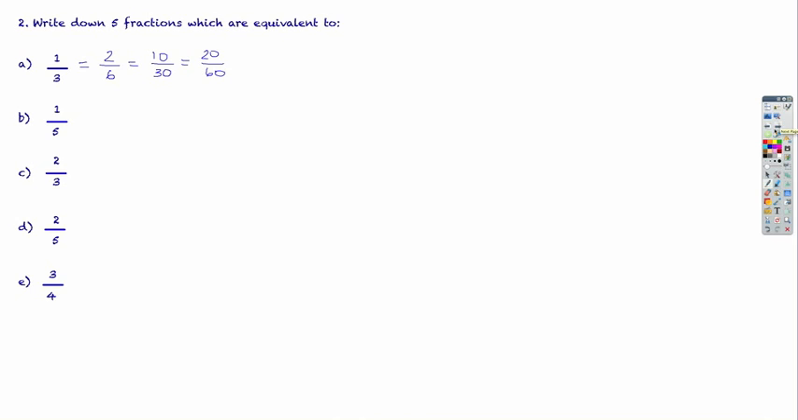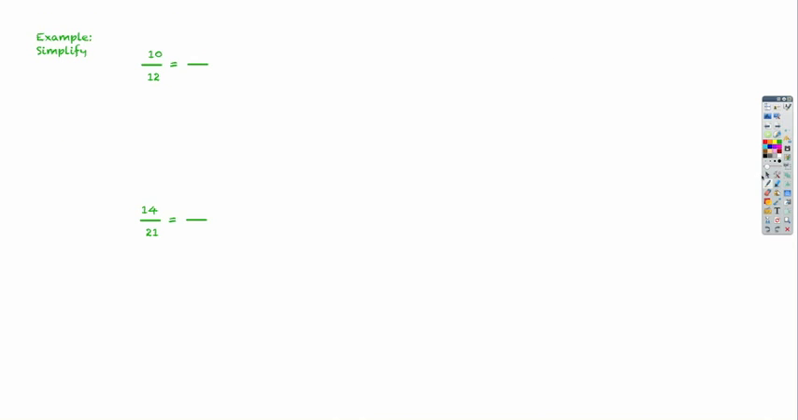Okay, for all of these questions, there are many answers that you could get. So just double check your answers and make sure that you've multiplied the top and the bottom numbers by the same thing. Okay, now we're going to have a look at simplifying fractions.